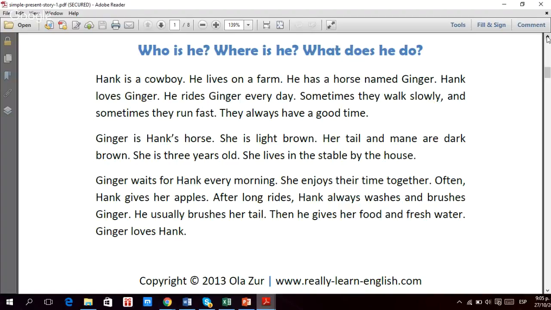I am a cowboy. I live on a farm. I have a horse named Ginger. I love Ginger. I ride Ginger every day. Sometimes we walk slowly, and sometimes we run fast. We always have a good time.